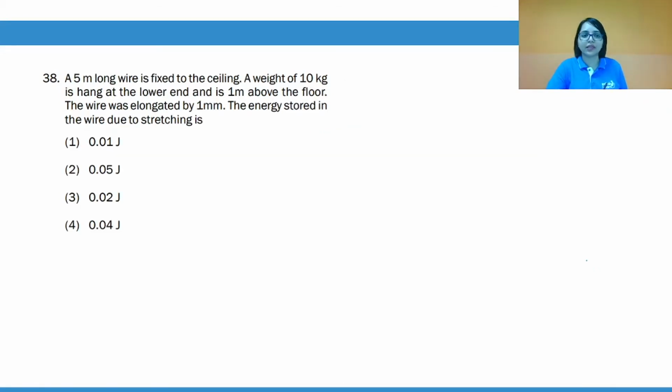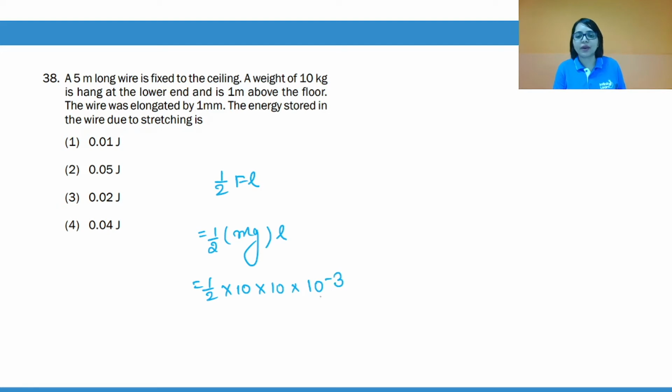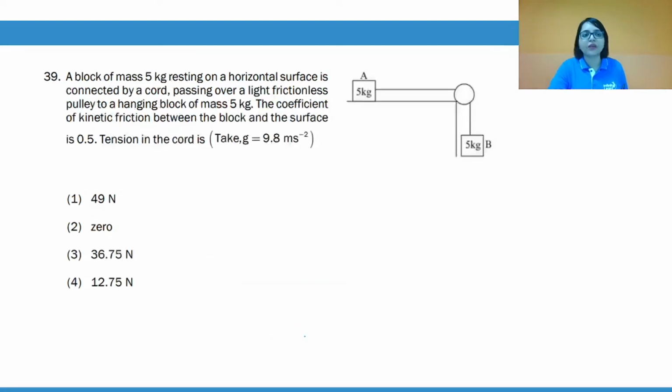Next is question number 38. A 5-meter long wire is fixed to the ceiling. The weight of 10 kg is hanged at the lower end and is 1 meter above the floor. The wire has elongation by 1 millimeter. The energy stored in the wire due to stretching is, so energy stored is half F into L. F will be mg and L is 1 millimeter, right? So it will be half mg into 10 power minus 3. So it will be 0.05 joule. This is the energy stored in the wire due to stretching, which is option 2.